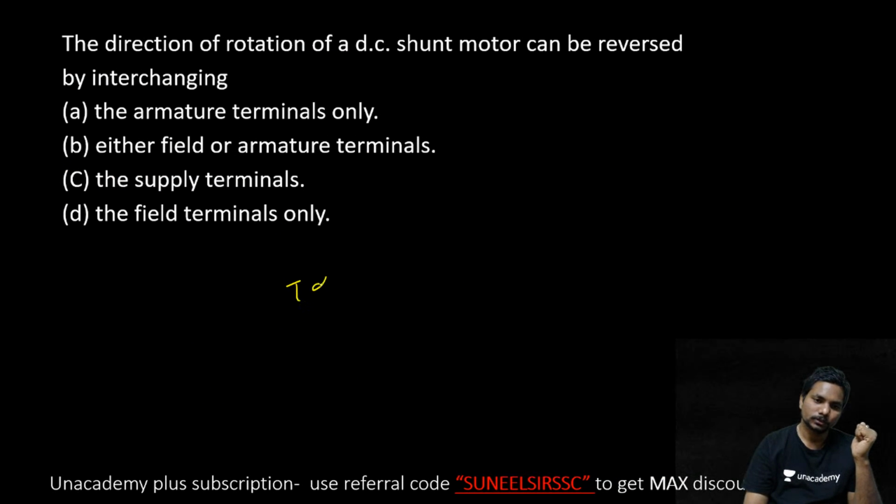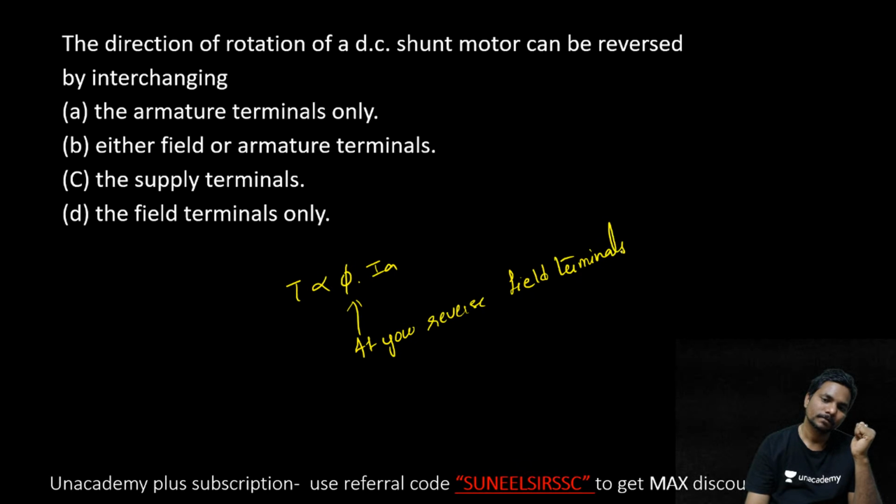Torque is proportional to phi into Ia. So if you reverse the field terminals, then phi will be reversed because north and south will be reversed. Okay, then what will happen? Torque is proportional to minus phi into Ia. That means you are getting negative torque, that is nothing but reversal in the torque. Motor direction reverses.